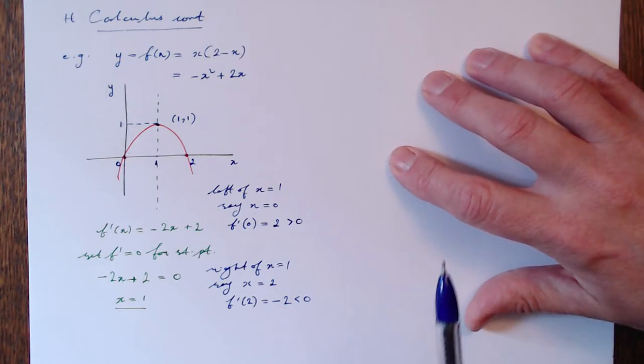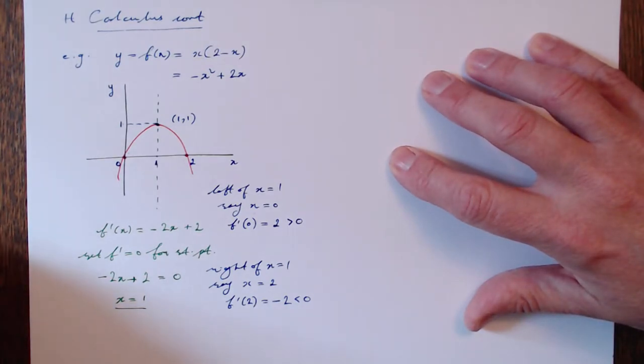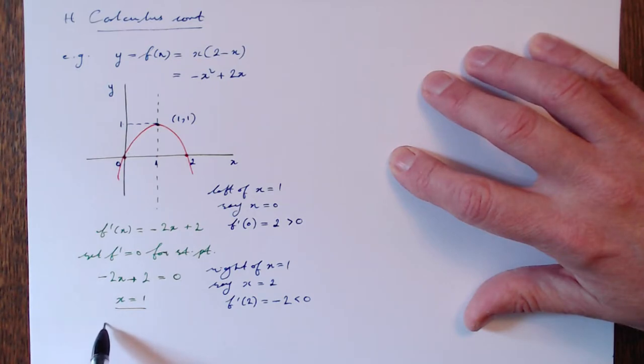Sometimes it's helpful just to put this into a sort of mini tabular form. You might just have say x ranging from 0 to 1 to 2, and you'll be looking at essentially the sign of the derivative for those values of x, and just make a little table.